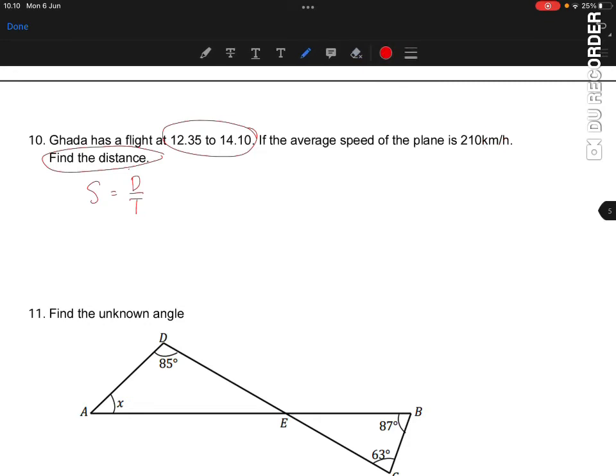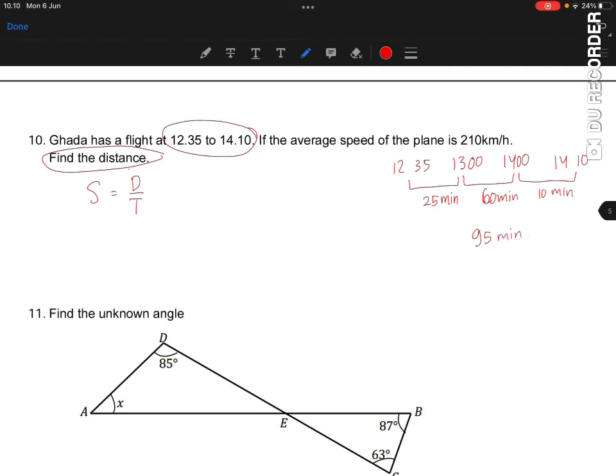Between 12:30 to 14:10, in between this time you will have 13 o'clock and then you will have 14 o'clock. Between 12:30 to 13 o'clock you will have 30 minutes. Between 13 to 14 it's 1 hour or 60 minutes. Between 14 o'clock to 14:10 it's 10 minutes. So you will have 100 minutes in total, right?